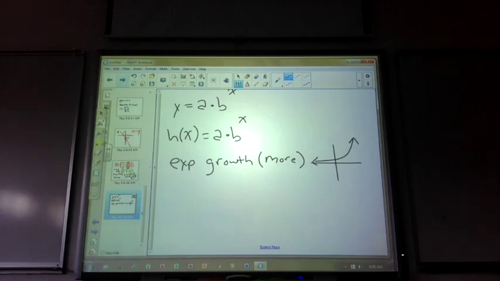Okay? You're getting more. Is exponential growth good? Sure. Is it bad? Sure. What do you mean? Well, it's good when your money's doing it. It's bad when your fever is increasing. Okay? Exponential decay.